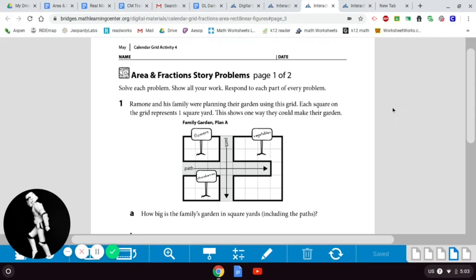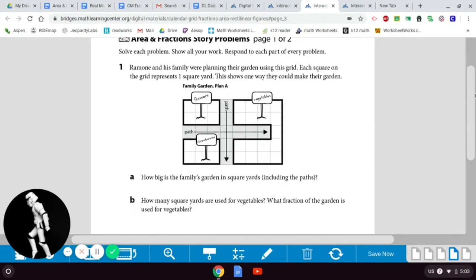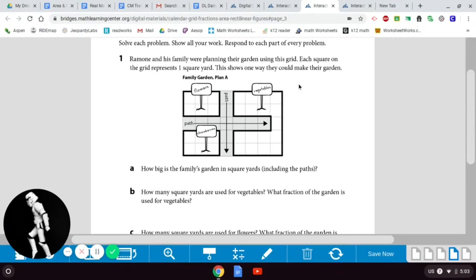It's Area and Fractions. This one's about story problems. Solve each problem, show your work, respond to each part of every problem. Ramon and his family were planning their garden using this grid. Each square grid represents 1 square yard. Ooh, that's 3 feet per side. Each one of these is 9 square feet. That's a huge garden. This is one way that they could make their garden.